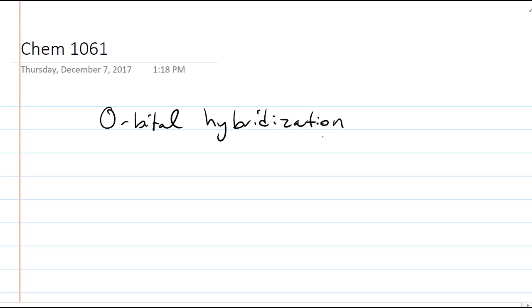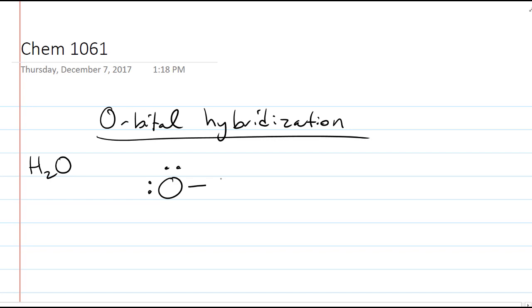Orbital hybridization. Now, to look at orbital hybridization, we're going to start, first of all, by looking at water, which is, of course, H2O. And let's look at the Lewis diagram for water, which again looks like this.